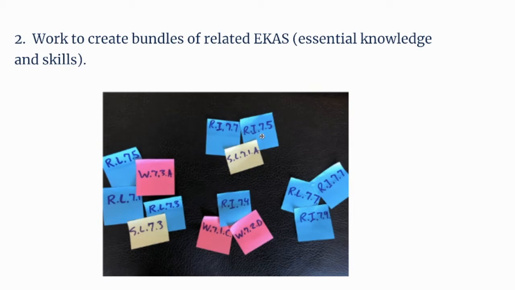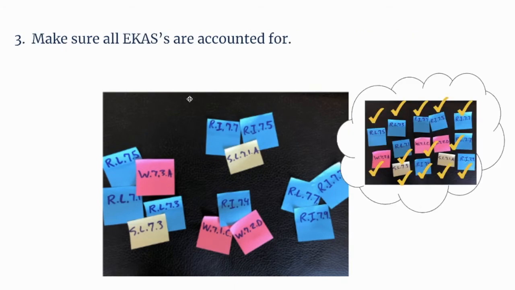Now, it can sometimes be challenging to find a bundle or good fit for all of our essential knowledge and skills, and that's to be expected, but our goal should be to never teach anything in isolation. As we finish up our bundles, we then need to make sure that all of our essential knowledge and skills are accounted for. So I'd go look at my bundles and then go to my master list of all of my essential knowledge and skills and make sure that none are left out.